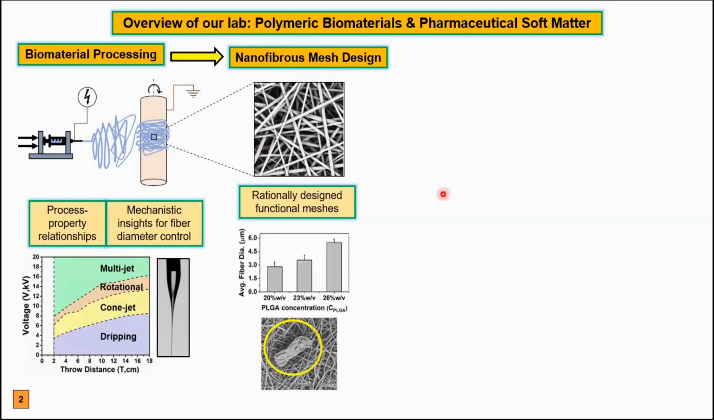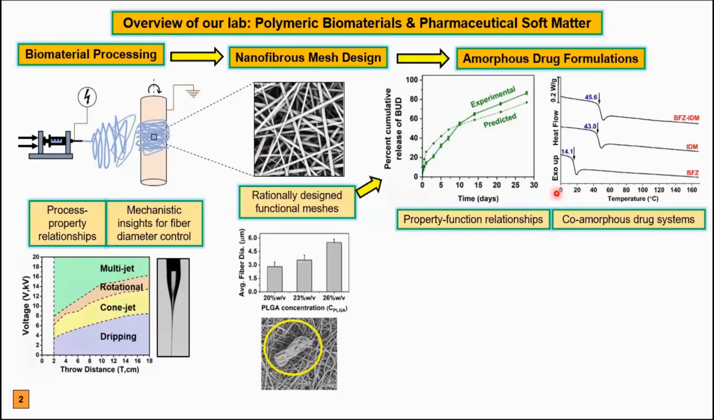And from here, we can go into two different directions. One direction is development of amorphous drug formulations, where we develop property function relationships, where we've developed technologies again, and I'm going to talk about that today a little bit, to develop materials that can give release kinetics that match with predicted release kinetics. More recently, we have gotten into co-amorphous drug systems. These are more for oral solids. Again, this is in collaboration with NIMS Japan. I'm not going to talk about that today.